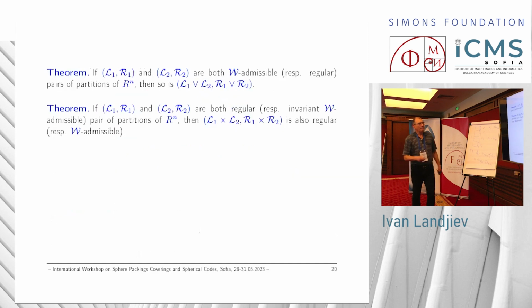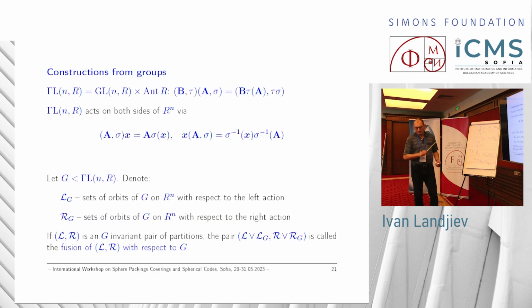Okay. So, if these two partitions are doubly admissible, this is also doubly admissible. And if these two are regular, then this is also regular and doubly admissible. So we can get plenty of doubly admissible partitions, though we certainly know that not every doubly admissible is regular. But how can we construct doubly admissible partitions? We can construct them from orbits of groups.